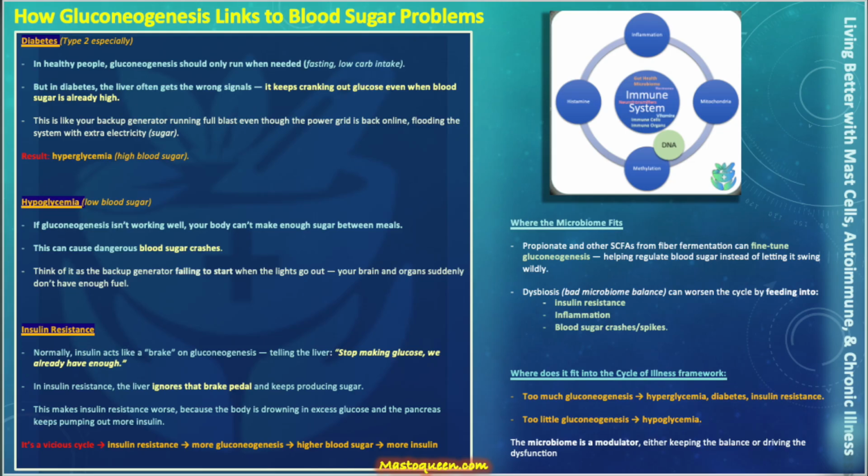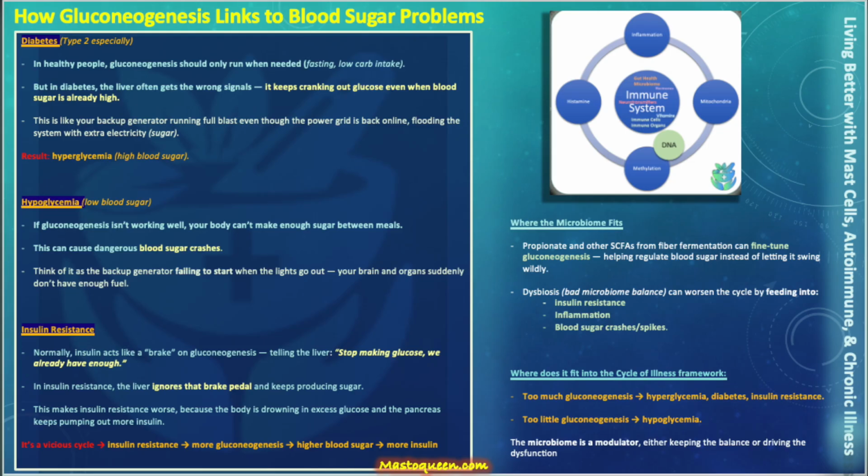Now, here's where the microbiome fits in. Propionate and other short-chain fatty acids made from the fiber fermentation can help fine-tune gluconeogenesis, keeping your blood sugar steady instead of letting it swing out of control. But when there's dysbiosis or a bad microbiome balance, this takes over and it worsens the cycle by feeding insulin resistance, inflammation, and blood sugar crashes or spikes. And it does not help if you are drinking sodas, junk food, carbs, etc. That will make it worse.